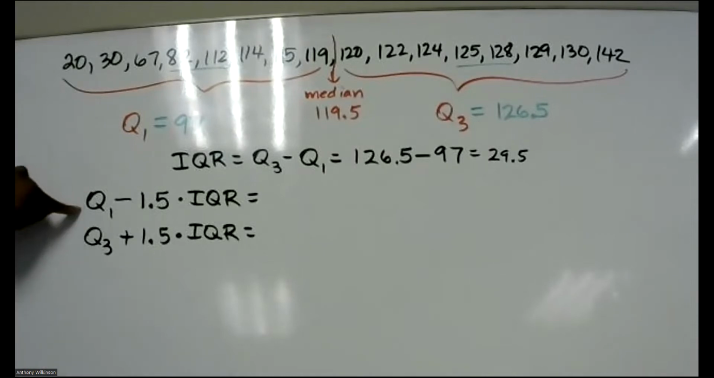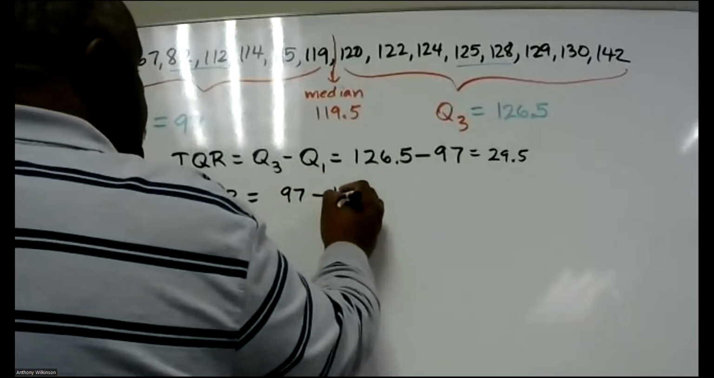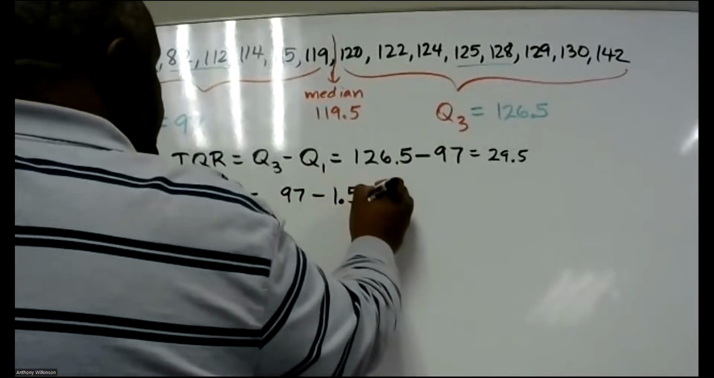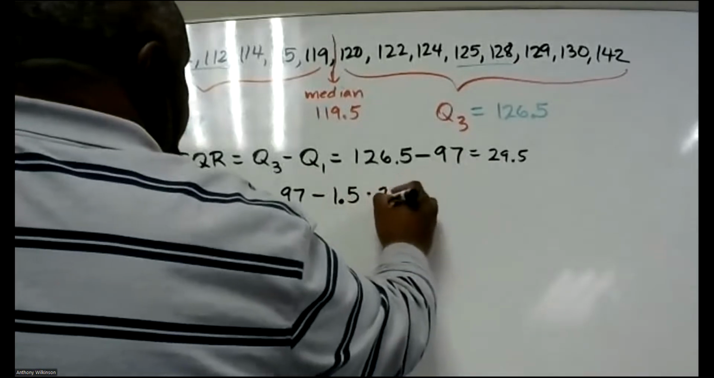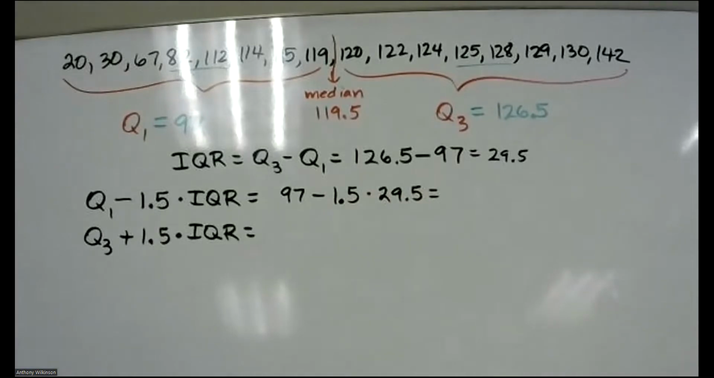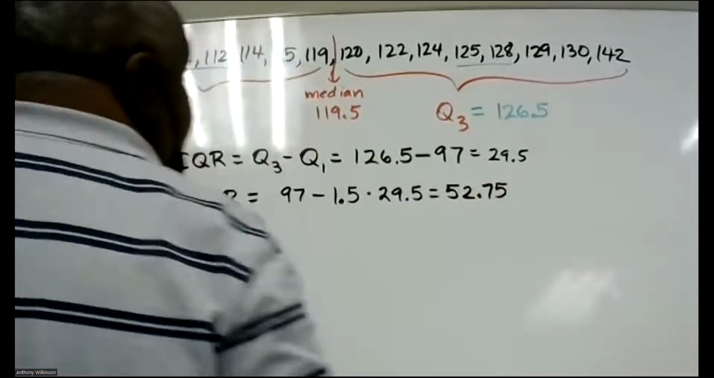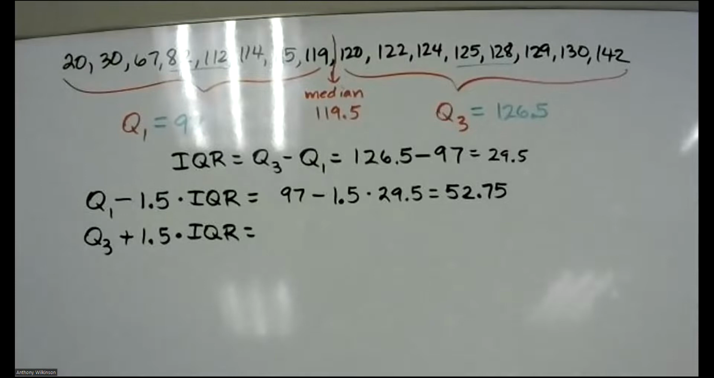Okay. Now, Q1 is 97 minus 1.5 times the interquartile range of 29.5. So I'm going to do 97 minus 1.5 times 29.5. And I will have, in this case, 52.75. That's what I came up with.